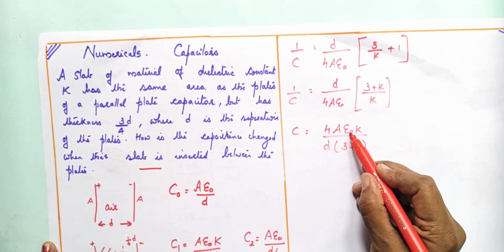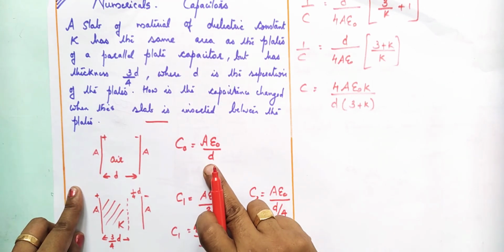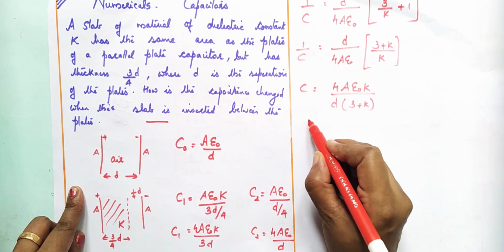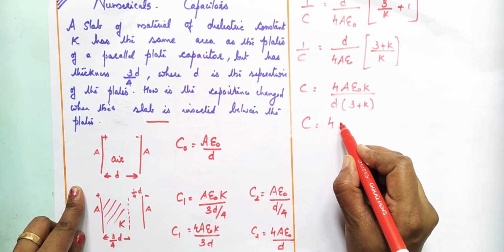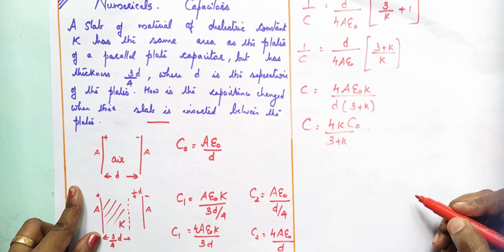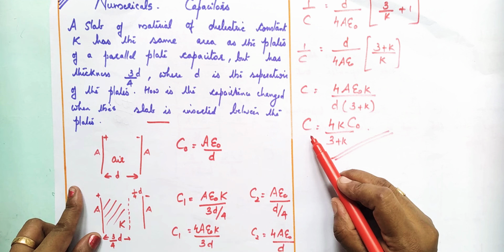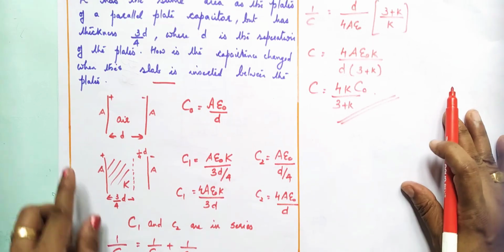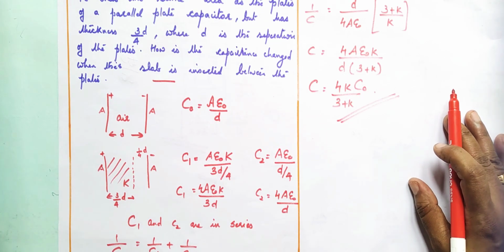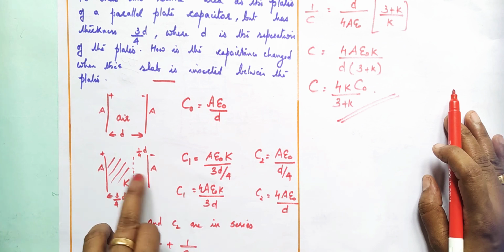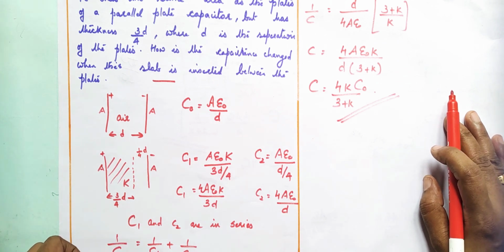Clear? Now, what is this A epsilon 0 by D? A epsilon 0 by D is the capacitance with air as the dielectric. So, A epsilon 0 by D is C0. So, the new capacitance is given by 4K divided by 3 plus K into the initial capacitance C0. So, how much does the capacitance change? The capacitance changes by 4K divided by 3 plus K. This is the new capacitance. Okay, so here if it is 3 by 4 or 1 by 4, any value, if the area remains constant and the separation is partially divided and filled with the dielectric material, we can consider this as two capacitors which are connected in series.